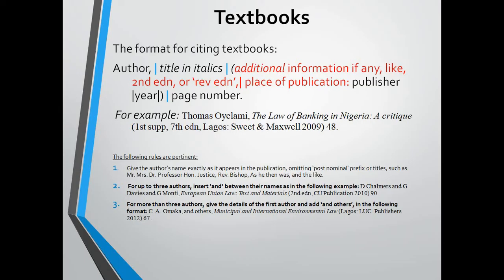So this is the example. You're citing Thomas Oyelemi's Law of Banking in Nigeria. You write the name of the author, Thomas Oyelemi, then you mark it off with a comma. You write the title of the textbook in italics, that is, The Law of Banking in Nigeria: A Critique. Then you supply the additional information, if any, that is, whether it is the 7th edition, and then Lagos State where it was published. Where this information is not available, you can forgo it. But the name of the publisher, that is Sweet and Maxwell, must be included with the year of publication, 2009, and then you write the page number.